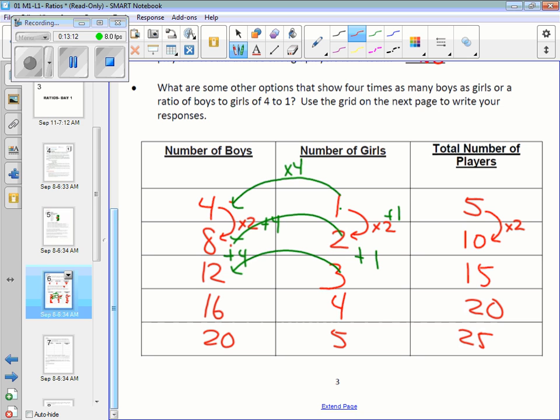Yes. 8 times 2 is 16. You could do it that way. 8 times 2 is 16. 2 times 2 is 4. It'll work. All right? Yeah, I mean, you're going to pick the way that works best for you.